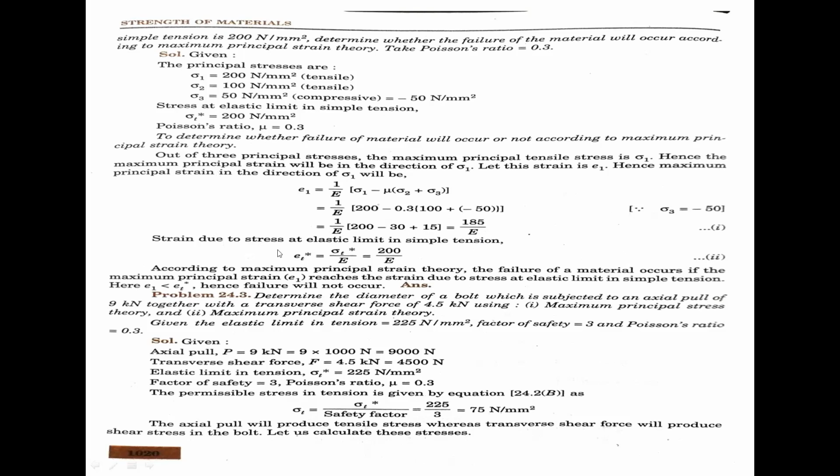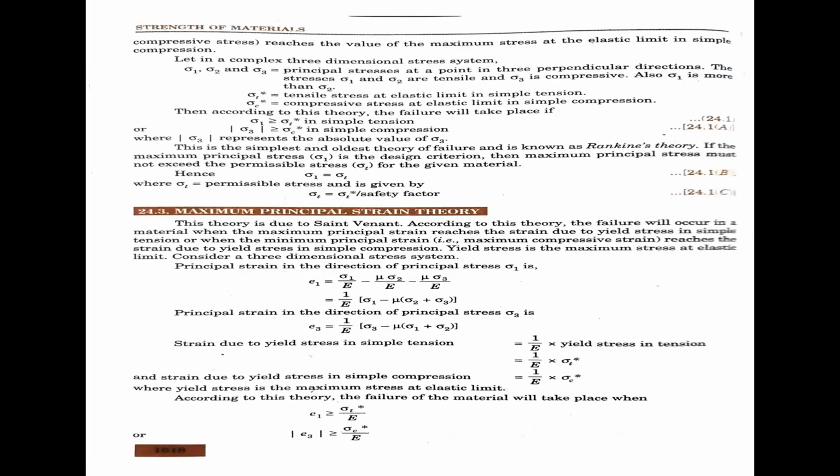The strain due to stress at the elastic limit in simple tension is also given, e suffix t star. The strain at the elastic limit is e t star equal to sigma t star by capital E, where sigma 1 equal to sigma t star. So e t star equal to sigma t star by capital E. These are equation 1 and equation 2.